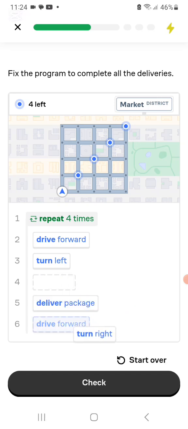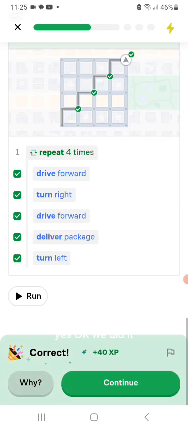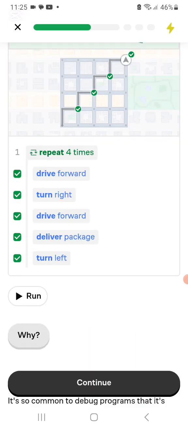Hey! What are these dogs doing? Making trouble for us. Okay. Drive forward, then turn right, drive forward, deliver package. Okay, and turn left. Yes. Okay, we did it.